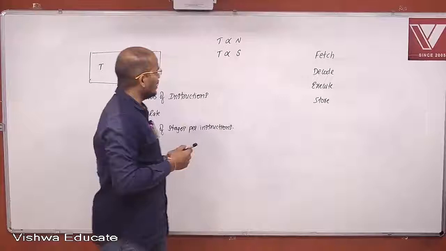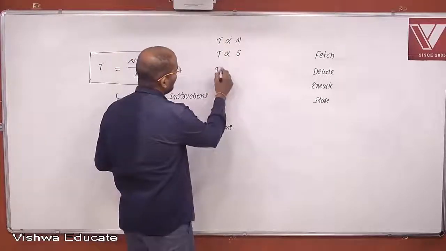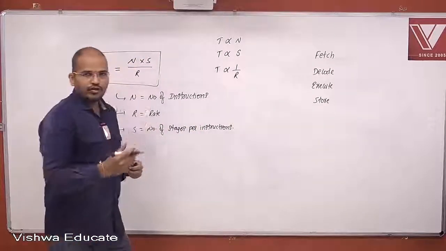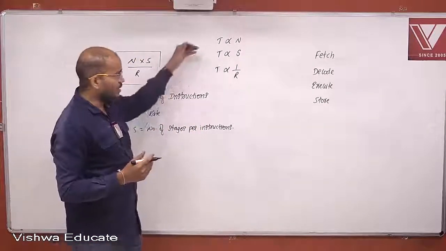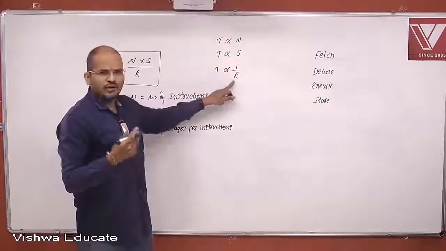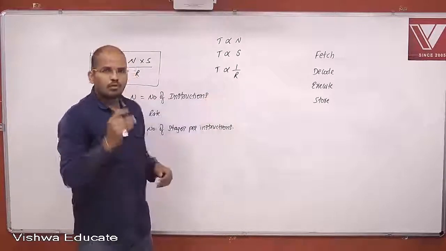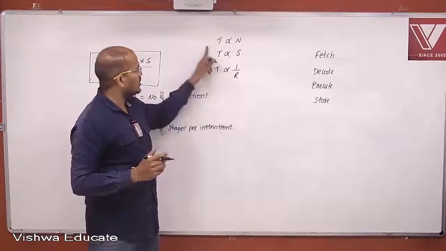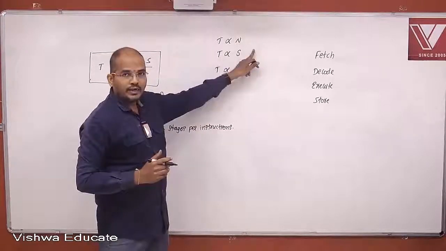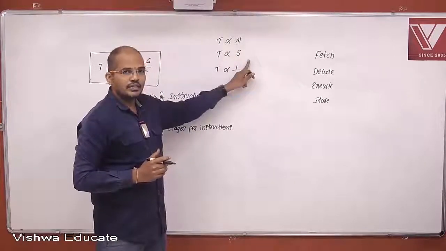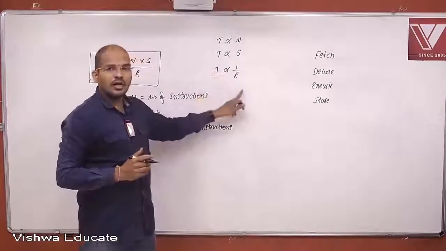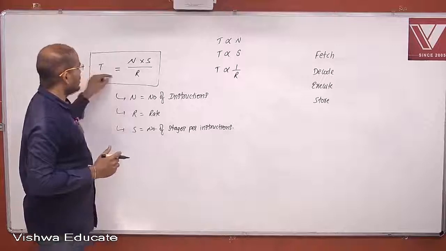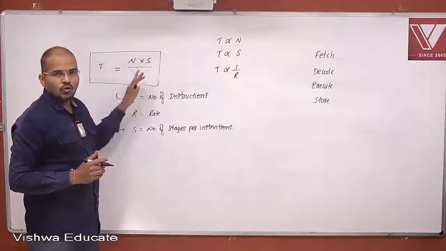And we have seen earlier that T and R vary inversely. As the rate of operation increases, the time taken decreases. Rate is the frequency, so the more the F, the lesser the T. So T depends directly on N, directly on S, and inversely on R. Putting all these together, we get T is equal to N times S over R.